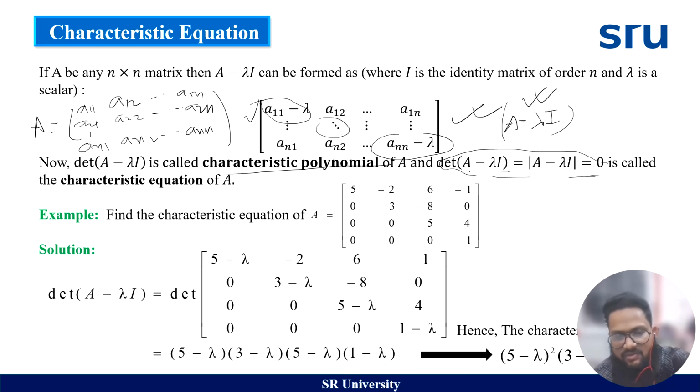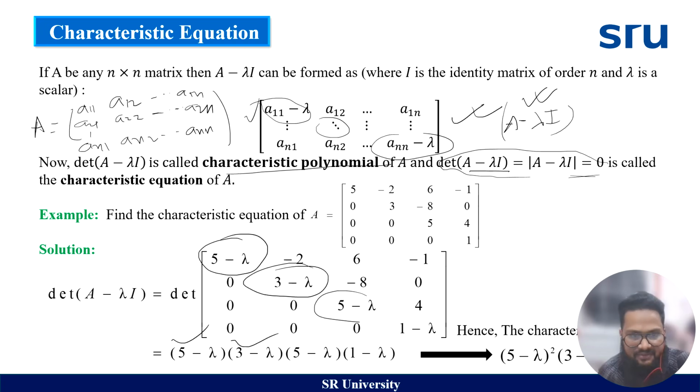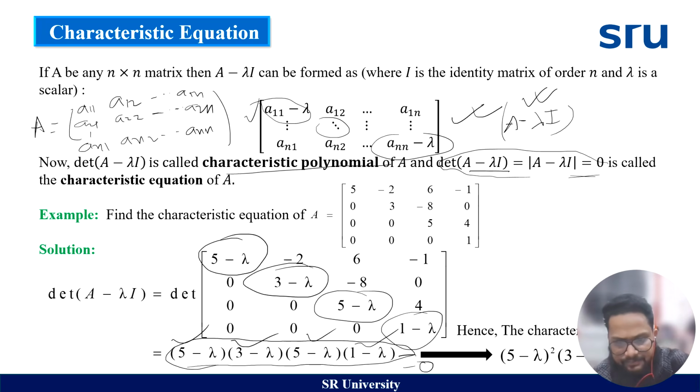In the case of an upper triangular matrix, finding the determinant is very easy. You just multiply the diagonal elements. Here the diagonal elements are first 5 minus lambda, then 3 minus lambda, then again 5 minus lambda, then 1 minus lambda. The multiplication of all these will give you the characteristic polynomial. If you make it equal to 0, it will give you the characteristic equation.